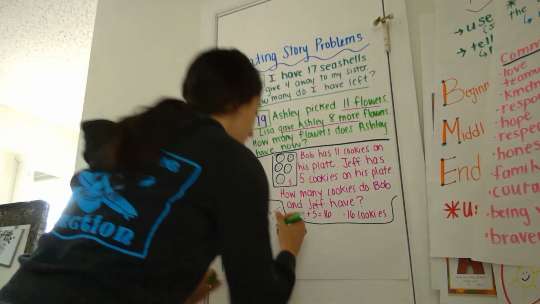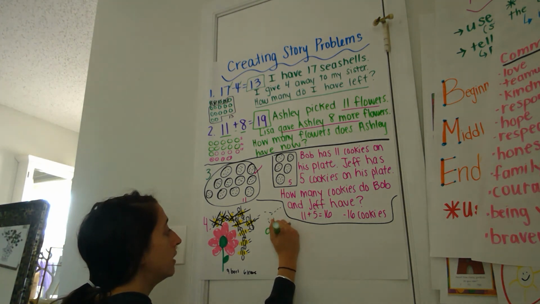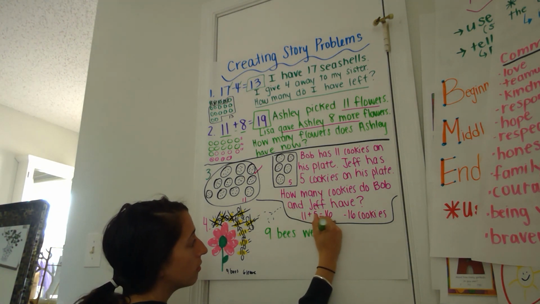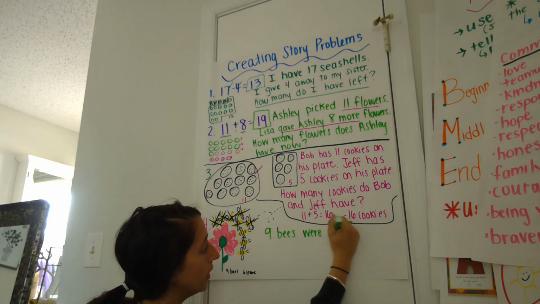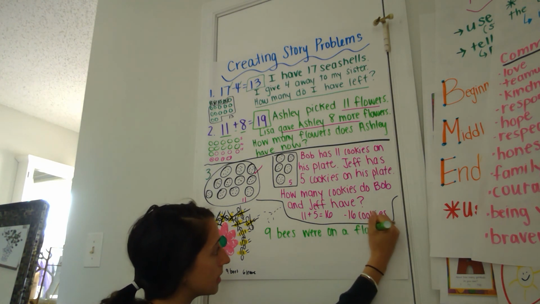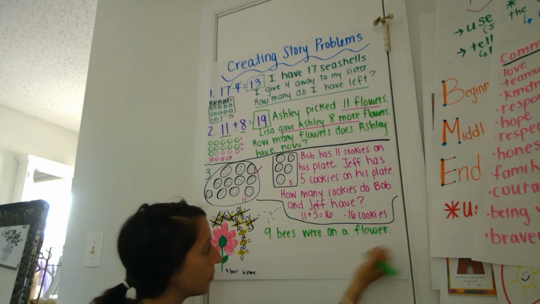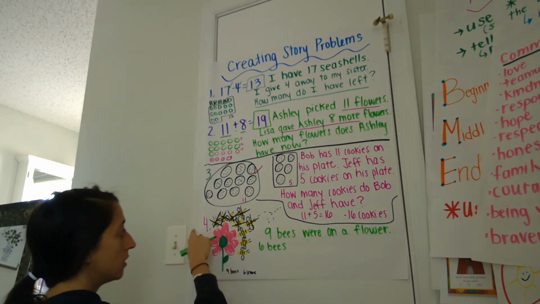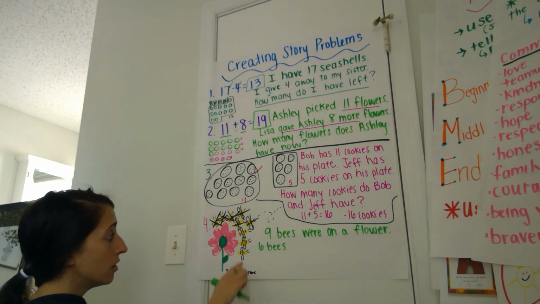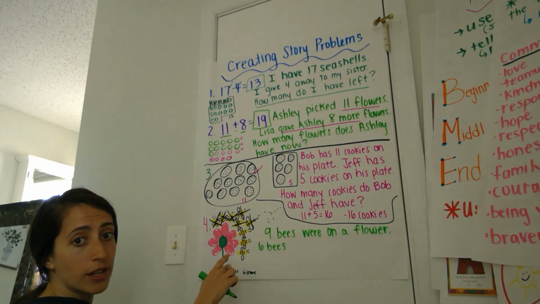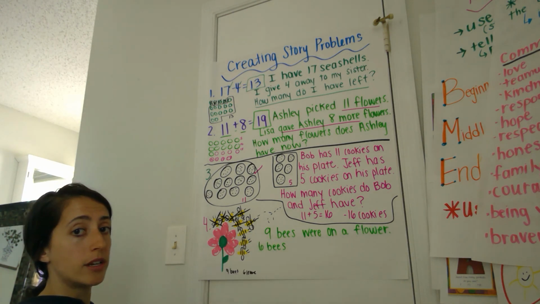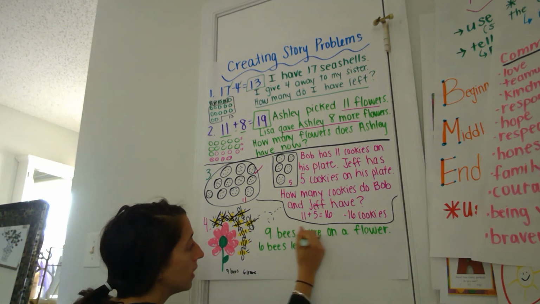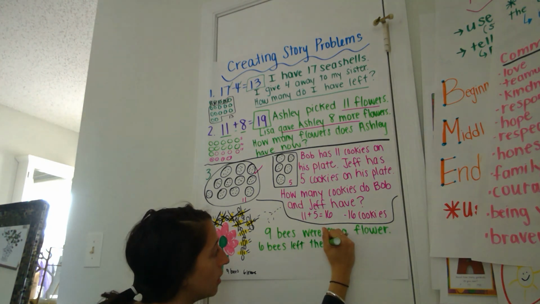So we could say 9 bees were on a flower. I can see that from the picture. 6 bees did what? We could say 6 bees left. You could also say how many are there? 3 bees are left. That could be a different one that you did. I'm going to say 6 bees left the flower.